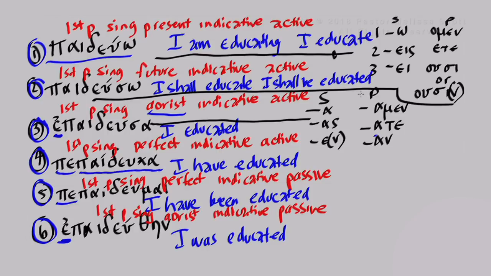For the perfect indicative, I think they are the same. They're all the same except for this last one. So for the perfect indicative, the only one that changes is this last one. The last one would be the third person plural, and it may look like this as an ending.